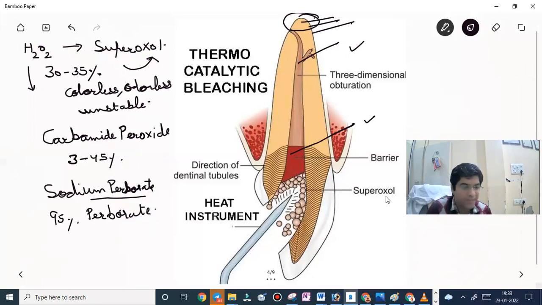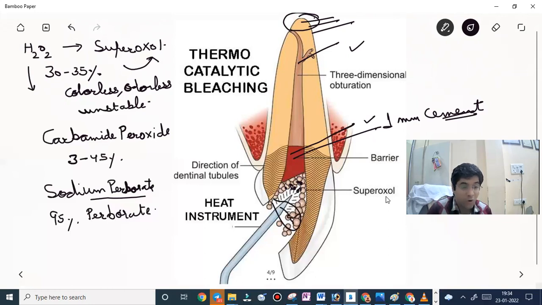tooth with pumice, remove the chamber restoration, remove the filling to the level of the dentogingival level, and place a barrier of 1 mm of cement. Then mix the hydrogen peroxide and perborate and place it here with a plastic instrument. It can be activated with heat. Place a dry piece of cotton over the perborate mix, and a temporary filling can be given overnight.